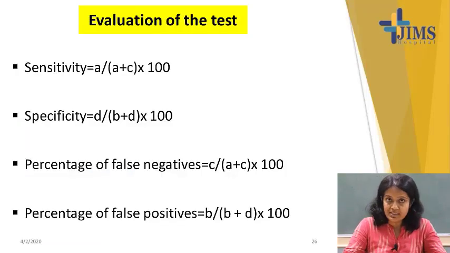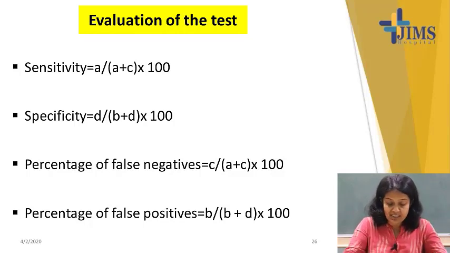Now, evaluation of the test: how can you calculate the sensitivity and specificity? Sensitivity is A by A plus C. From the previous one you can see A means the true positive. True positive divided by true positive plus false negative. That is the total disease present patients. Disease present patients are here the denominator. True positive divided by true positive plus false negative, into 100.